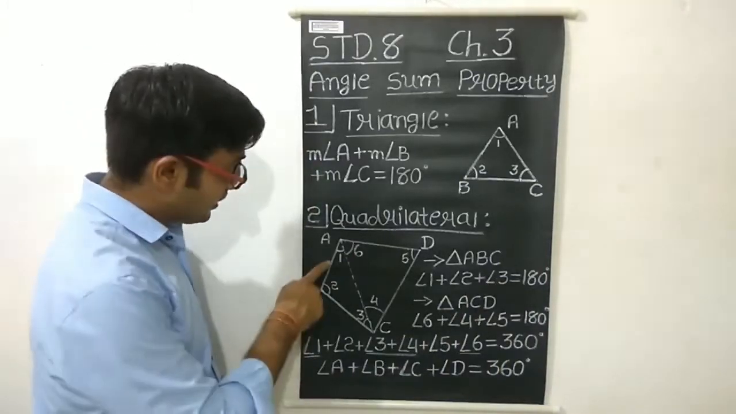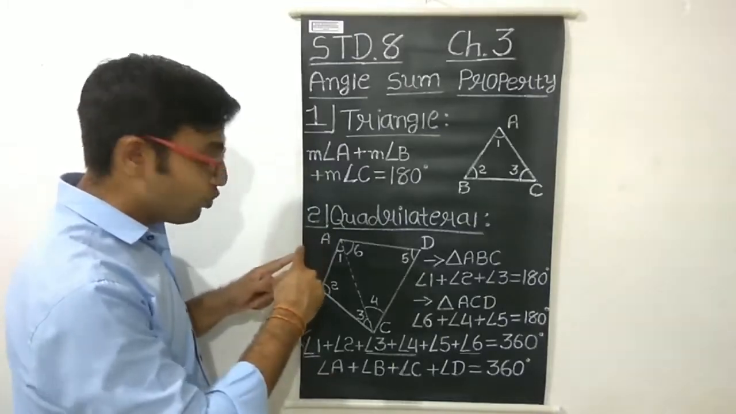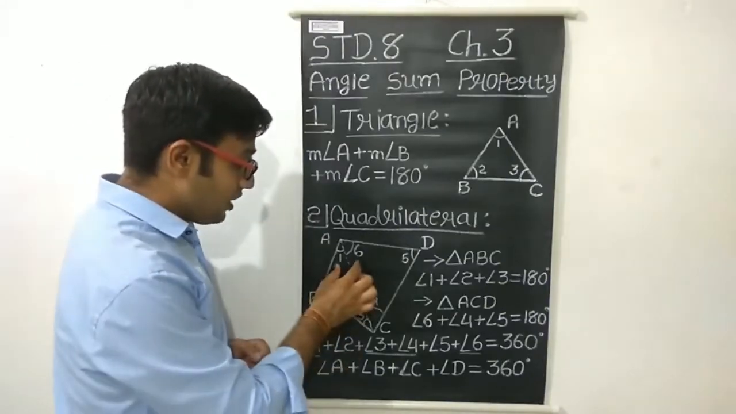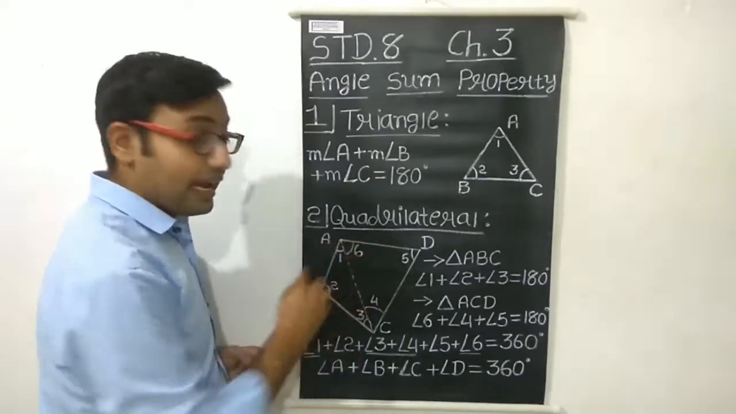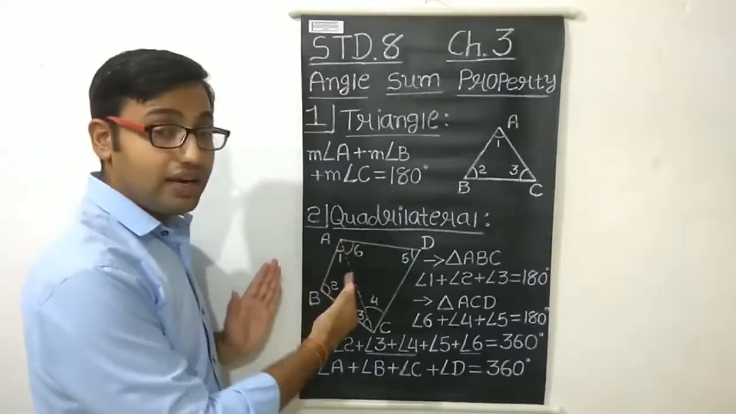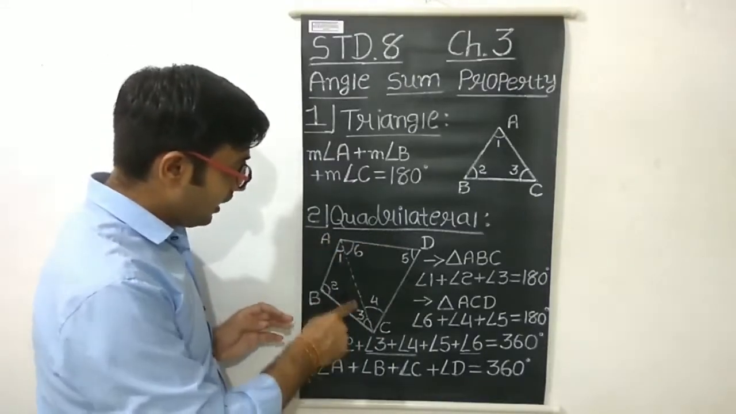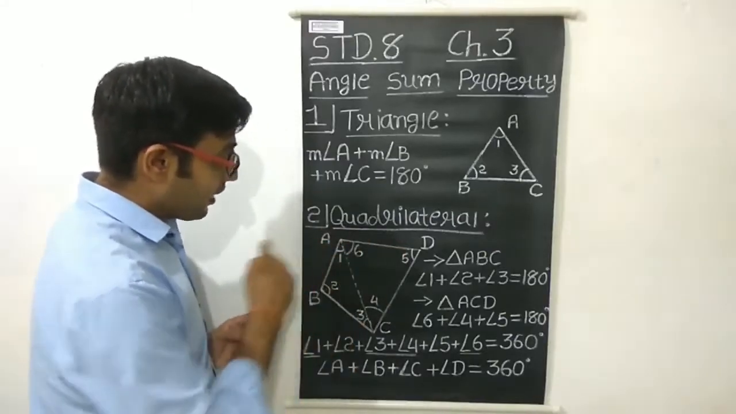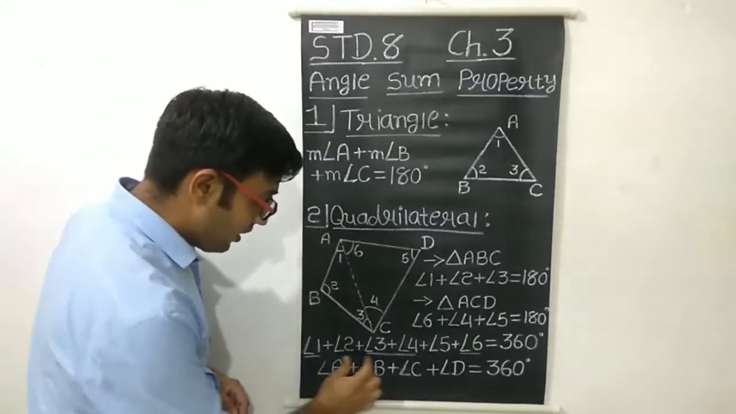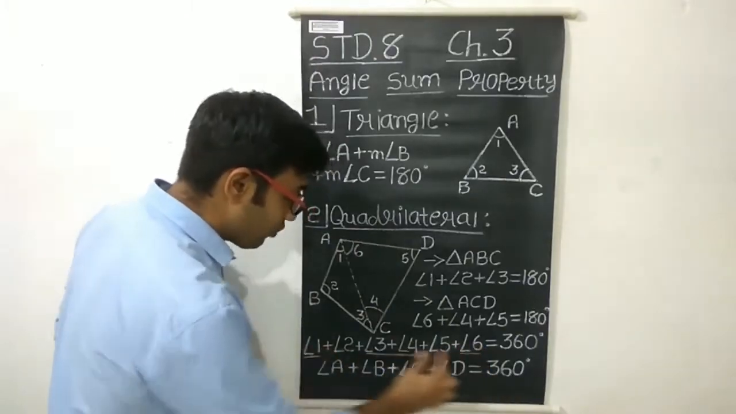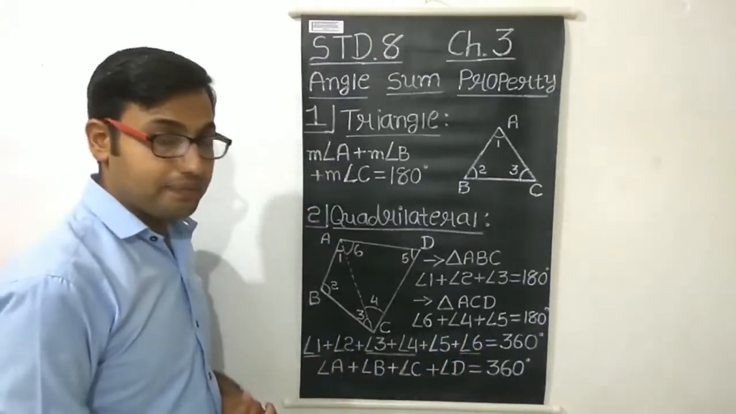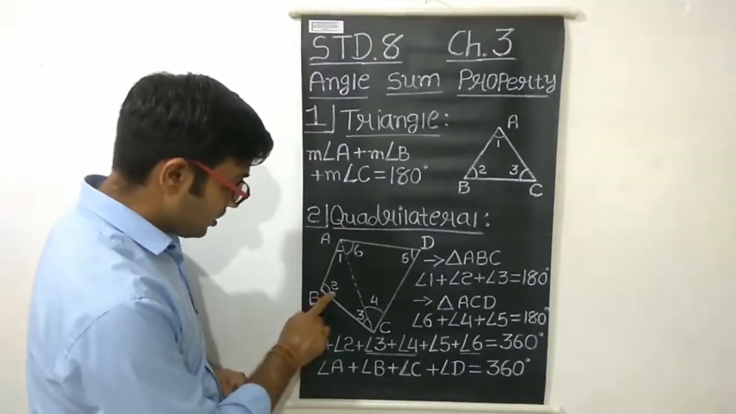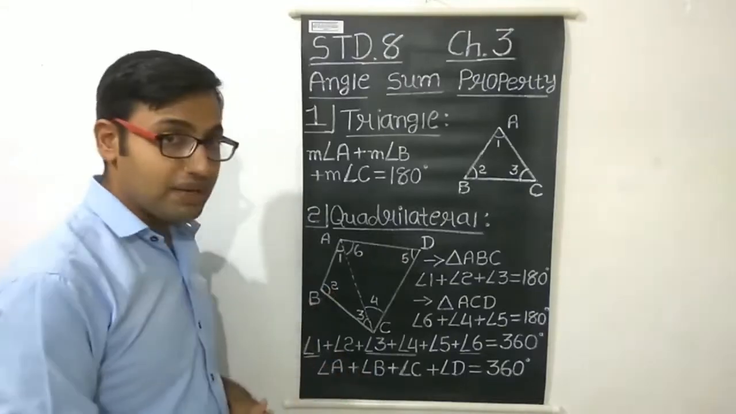Now what will happen here? See, angle A is divided into two angles, angle 1 and 6. So when we add both the angles, we again get the whole angle A. Currently it is divided into two portions, angle 1 and angle 6. By adding both the angles, we will get the angle A. Angle 2 means the whole is angle B. So instead of angle 2, we can write down the angle B.